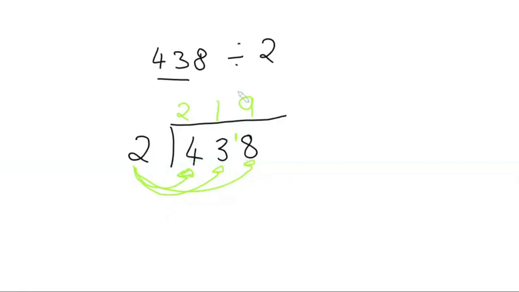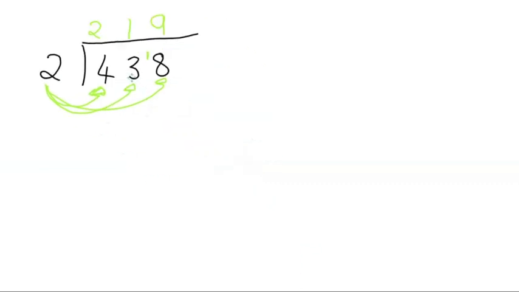438 divided by 2 is 219. We're going to do another one. Remember, we just take it number by number. Don't get too confused because there are a couple of numbers. All we need to do is take it one by one and find out how many times the smallest number is divisible by the number inside the bus stop.